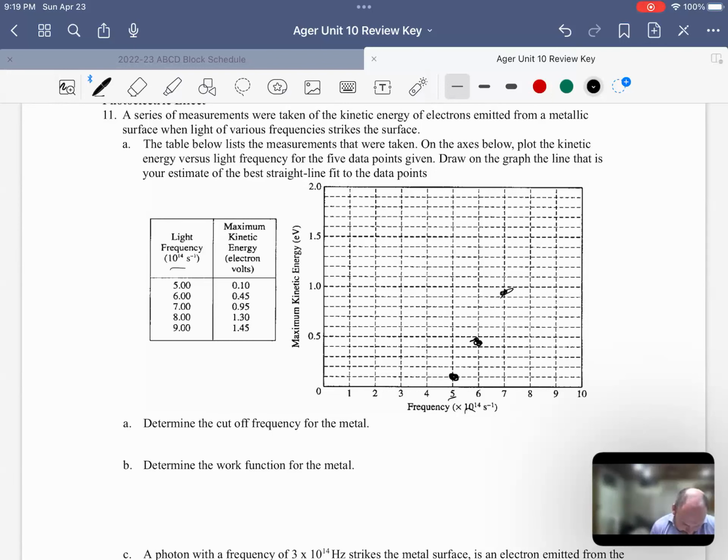8 times 10 to the 14th is 1.3, so we'll go to 1.5, drop down 2, right about there. And then we see a light has 9 times 10 to the 14th, and we get 1.45. So we're going almost to there. All right, so notice they're not a perfectly straight line. That's okay. We can still draw a line of best fit.